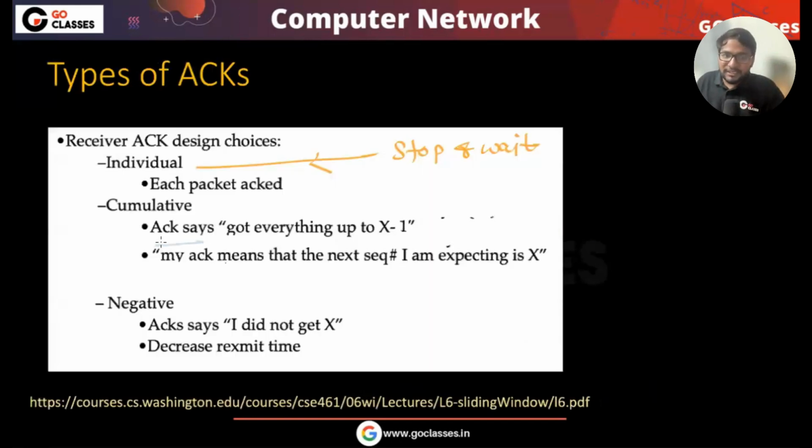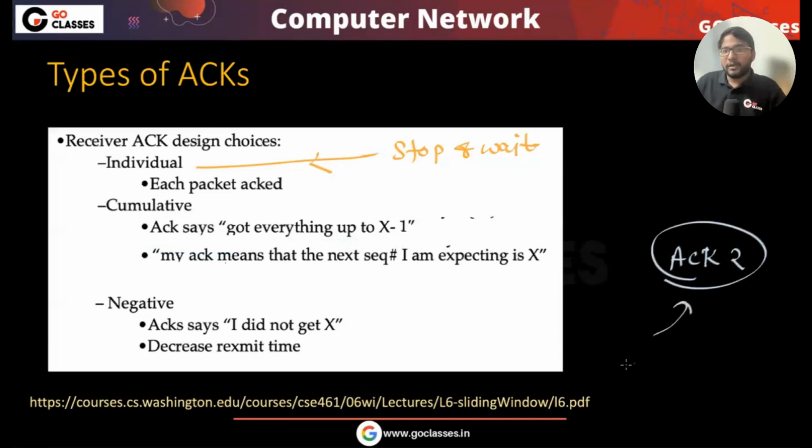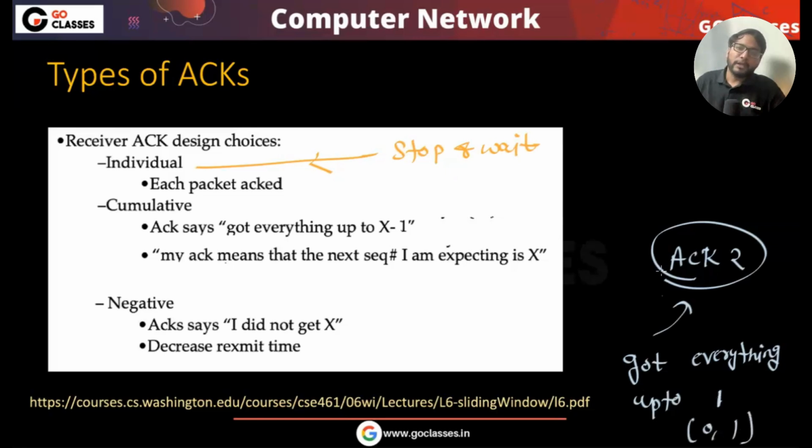See here, this ACK says that I got everything up to x minus 1. I mean, if the ACK number is x, if ACK number is 2, then it means that I got everything up to 1, which means I have got 0 and 1. Okay. If this is cumulative. Suppose if this is just individual acknowledgement, then it will say got only the packet number 1, now expecting the packet number 2, right? There is also something called negative acknowledgement.